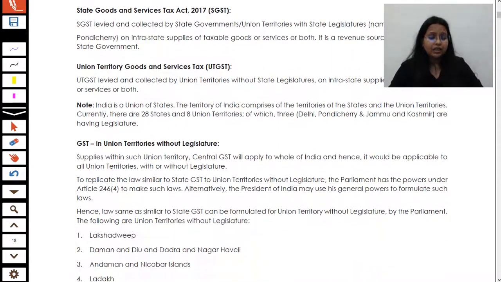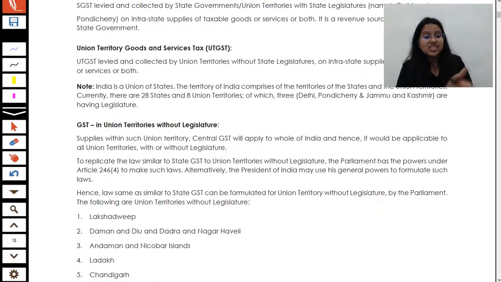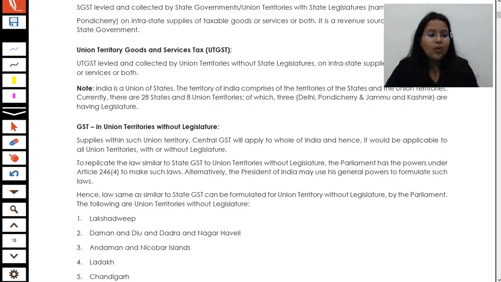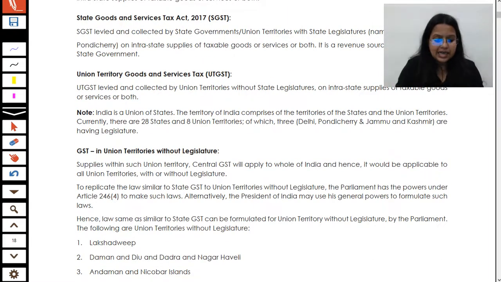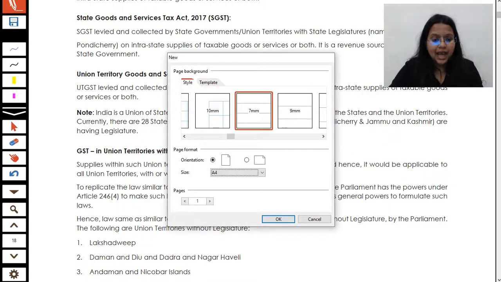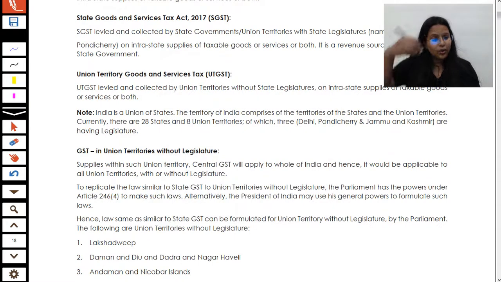Now you might be confused about where UTGST shall be leviable. And yes, one very important thing: what is UTGST? Let's understand about it. Students, in our India, can you tell me how many union territories there are? Write it in the comment section. I want to know how many union territories there are in our India.